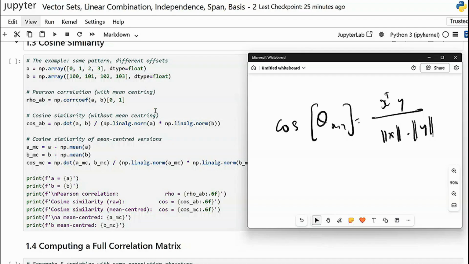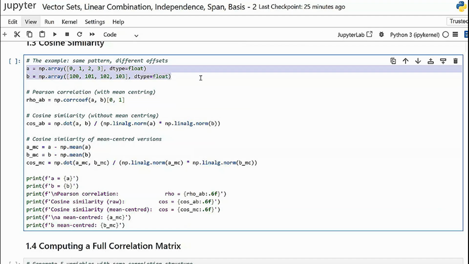Okay. Now let me just discuss it with a coding example. So kindly just observe, dear friends. Here we begin with defining two vectors A and B. Notice that both vectors follow the same pattern, but B is shifted upward by 100 units. 0, it is 100. 1, it is 101. 2, 102. 3, it is 103. So this offset will be important when comparing correlation and cosine similarities.